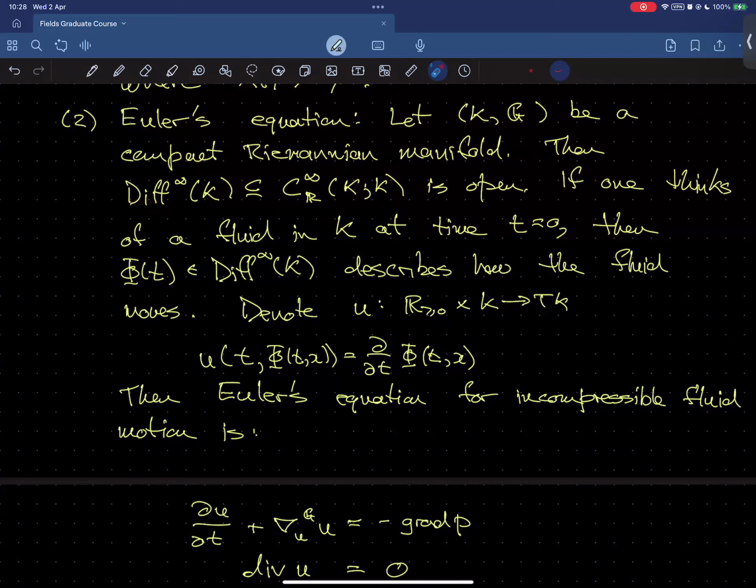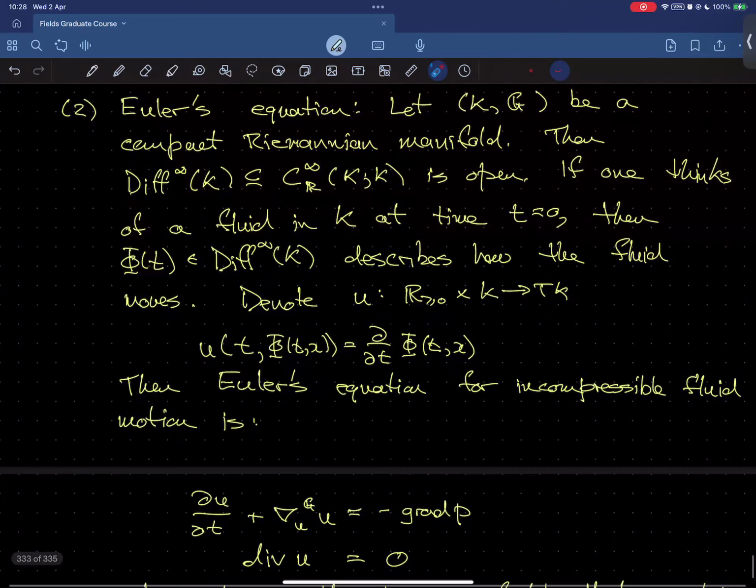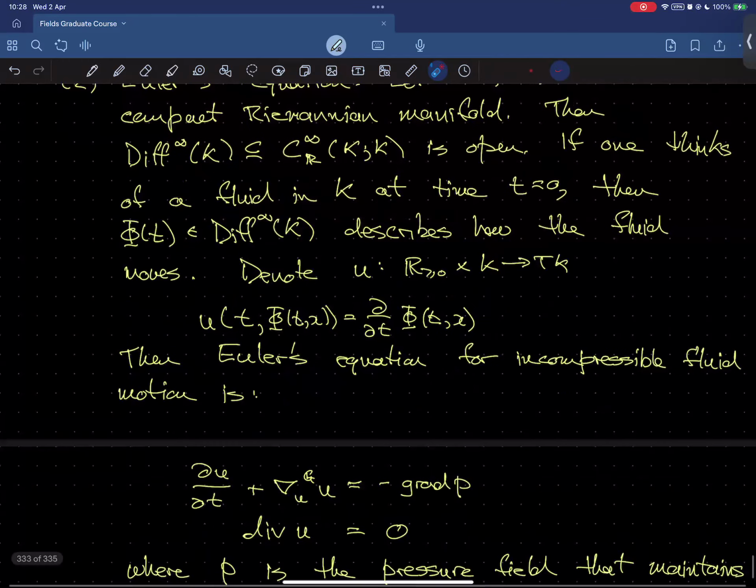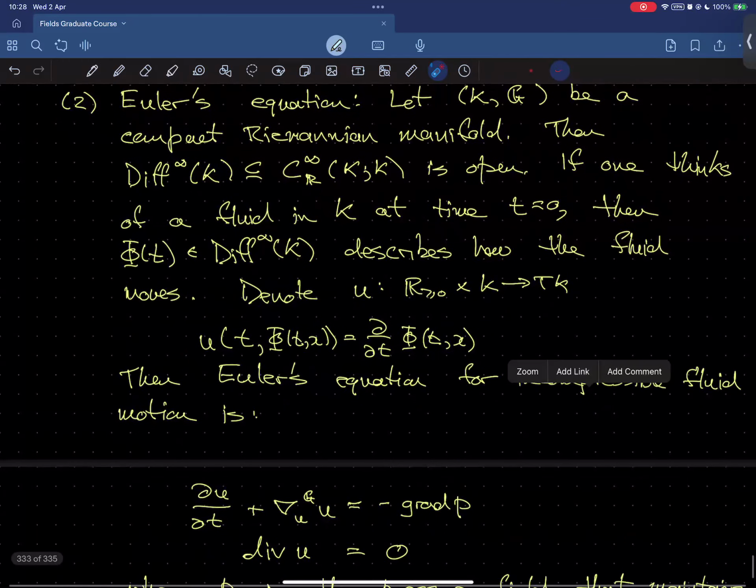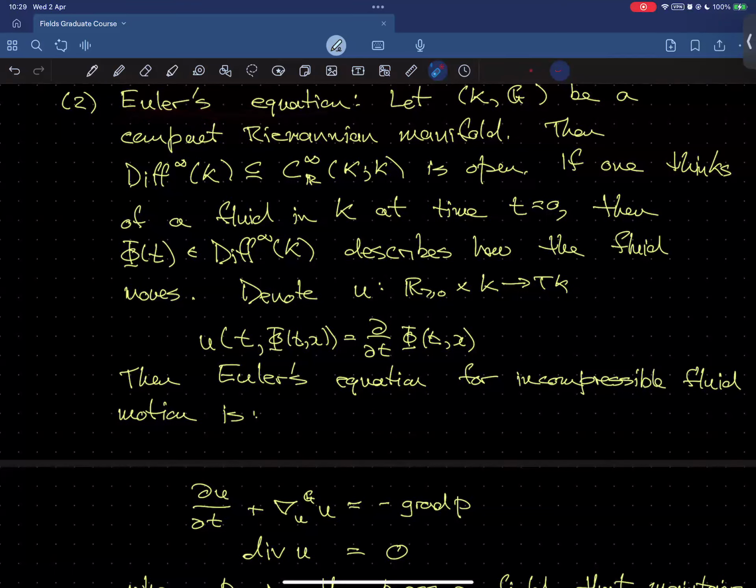Okay, so you can prove, it takes some work, but you can prove that this is an open subset of this one. And Euler's equation has to do with fluid mechanics. There's all kinds of related problems that are connected quite intimately with the kind of thing I'm talking about here with Euler's equations, but I'm going to think about Euler's equation as describing the motion of a fluid.